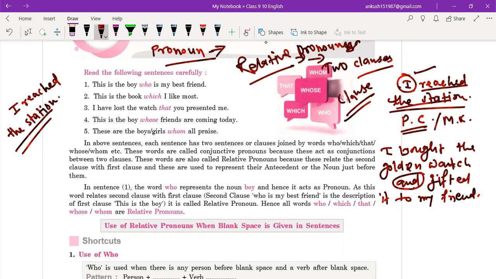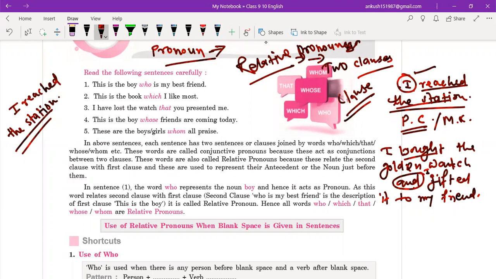Both the sentences have their own subjects. I bought the golden watch. This is the one predicate. Gifted it to my friend. This is another predicate. Understood? So whenever conjunctions like and, both, because are in the sentence, and those conjunctions are joining two different sentences, that is called coordinating conjunction. Which conjunction or which clause? Coordinating clause. Would you please reply to it or not?